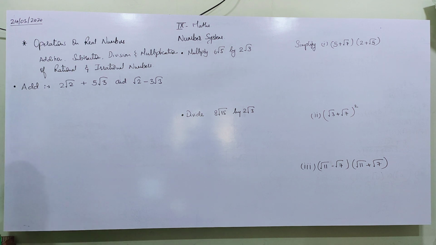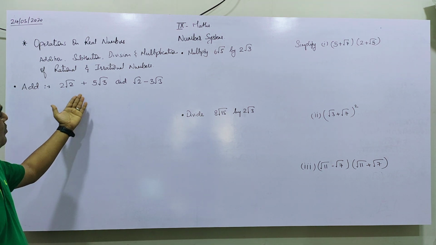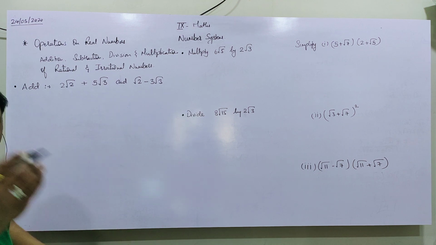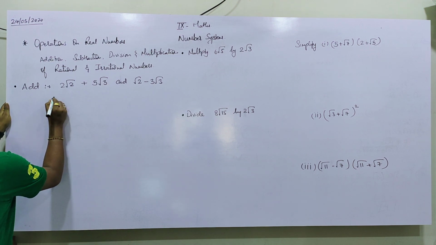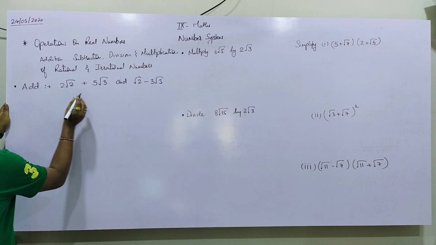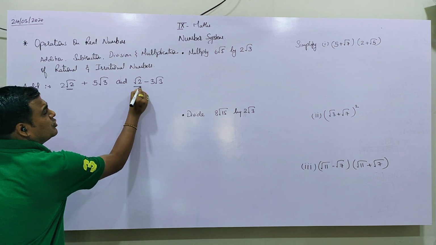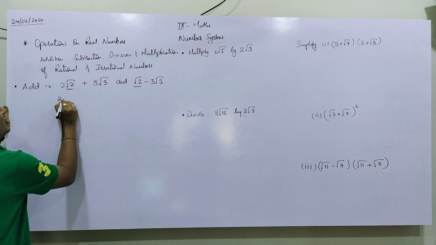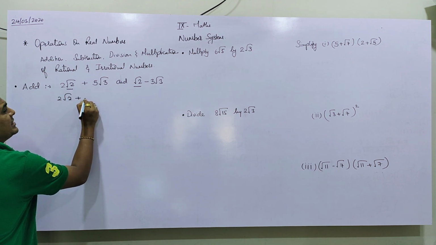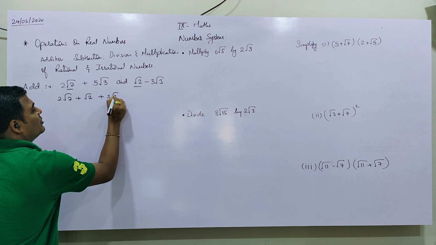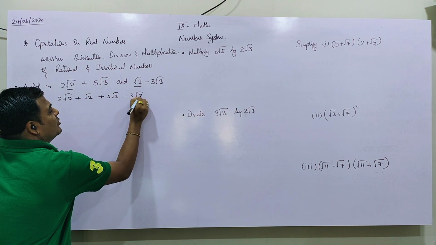Here we have the first example: add 2 root 2 plus 5 root 3 and 2 root 2 minus 3 root 3. So let us rearrange the numbers. Can you see the similarities in the numbers? Here we have root 2 with this and root 2 here. So we will rearrange: 2 root 2 plus root 2 plus 5 root 3 minus 3 root 3.